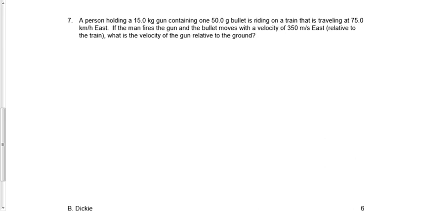So look at question number 7 on worksheet number 3 now. Really hard question, I thought at least. Really challenging question. It says a person holds a 15-kilogram gun containing a 50-gram bullet riding on a train that's traveling at 75 kilometers per hour to the east.